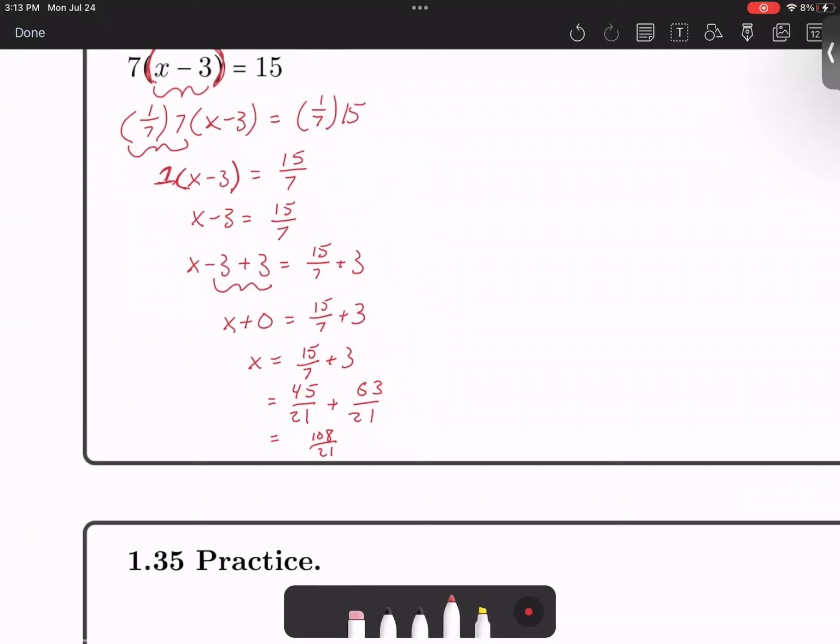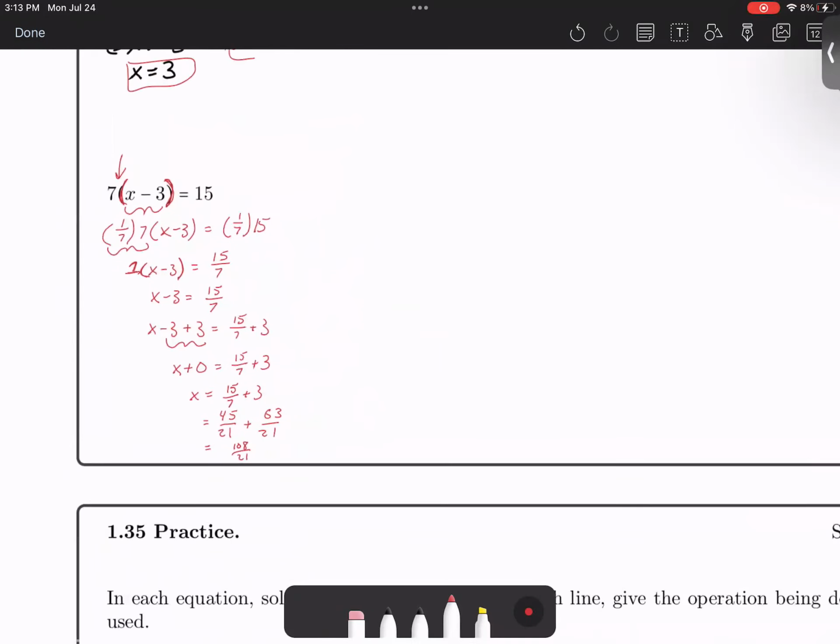Cool. So we figured out what x had to be. And again, whenever you're solving these equations, I don't want you to go through all this work. I want you to think about things as moving them around the equal sign. So how do you get x by itself? You need to get rid of that 7 first. So divide both sides by 7.